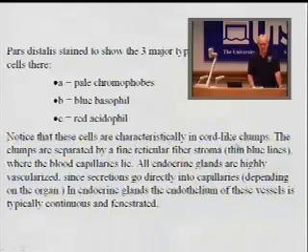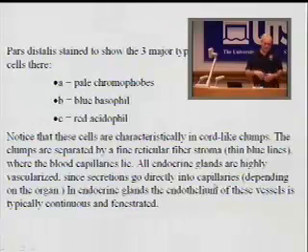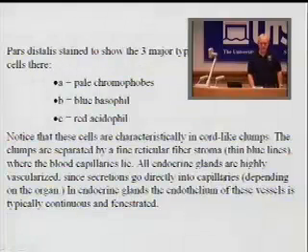Notice that the cells are characteristically cord-like clumps. The clumps are separated by fine reticular fiber stroma. There are thin blue lines. The blood capillaries lie there. And all the endocrine glands are highly vascularized, we know that. And the secretion goes directly, I left this here but we know it's better than that. It's not directly into the capillaries, it's directly into the interstitial fluid, diffused down its concentration gradient across the capillary wall, and then is washed away by the plasma within the capillaries.